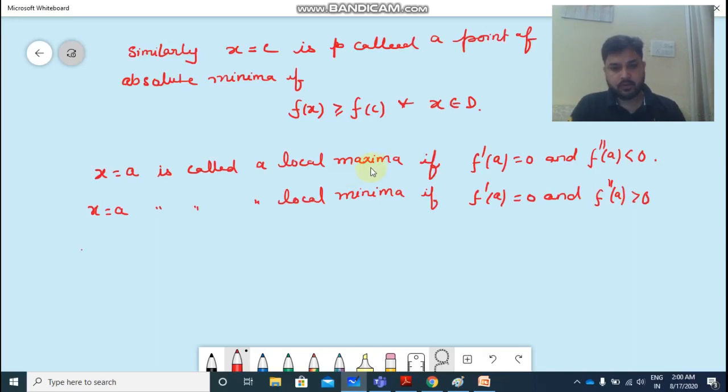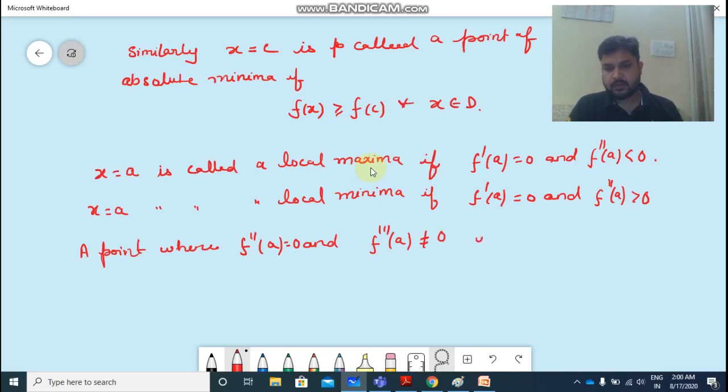A point where f double dash is 0 and f triple dash is not equal to 0 is called a point of inflection.